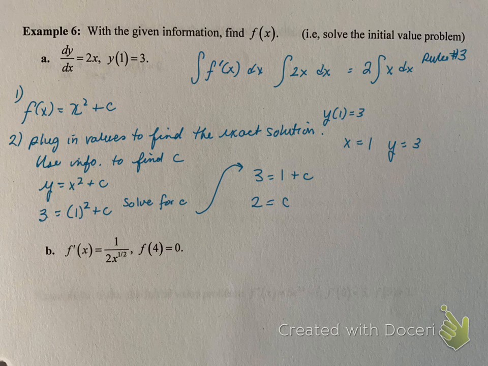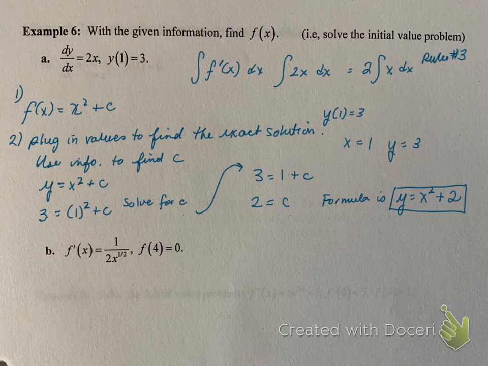So my formula is y equals x squared, and now instead of putting plus c, I know that c equals 2. So this is the exact value when x equals 1 and y equals 3. Okay, so that's what initial value means. You find the generic formula with all the family solutions, then you plug in the values that are given to find the exact solution at that point.